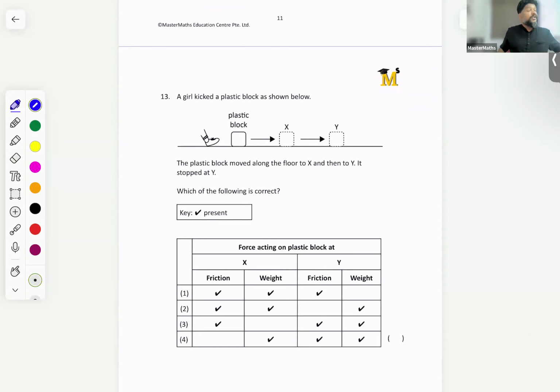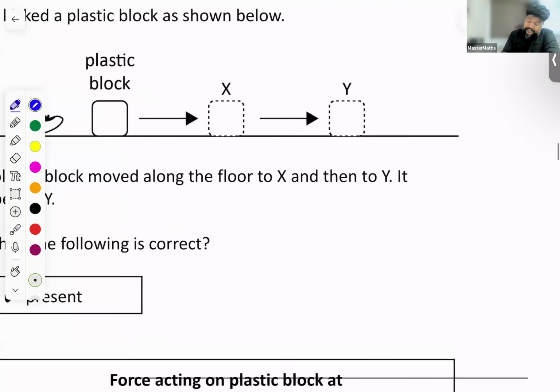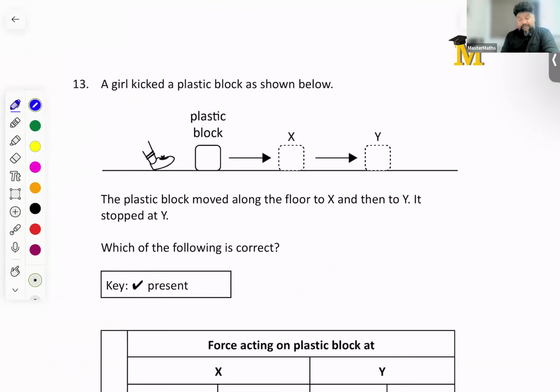13. Lashira, what's your answer for 13? Did you get it correct? Okay, 13. Zairul, what was your answer for 13? You put 3. Okay, let's analyze 3. So now the plastic moved from the floor to X and then to Y, and then it stopped at Y. So it was moving from X to Y, and then it stopped at Y.